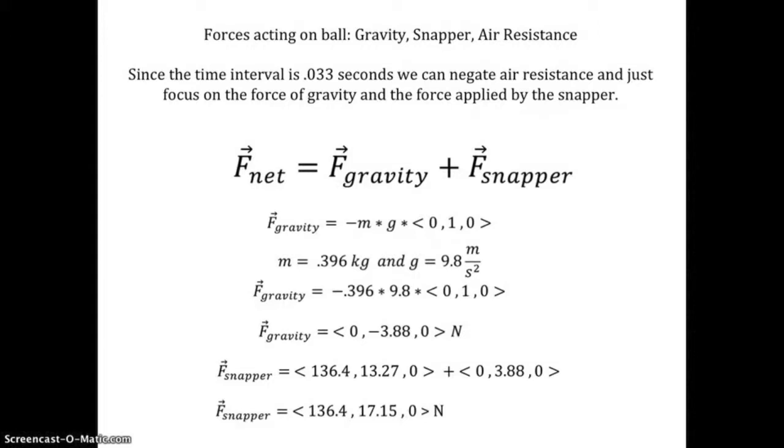After I found F net, I knew that the force of gravity, the force of drag, and the force of the snapper were the three forces acting on the ball, and since the time interval was only 0.033 seconds, I could neglect the drag force. The equation for the force of gravity is mass times g, with g being equal to 9.8 meters per second squared, and m being equal to 0.396 kilograms. So now I just have one unknown force and can find that by saying that the force applied on the ball by the snapper is equal to F net minus the force of gravity. This value is a vector of negative 136.4, 17.15, 0 newtons.